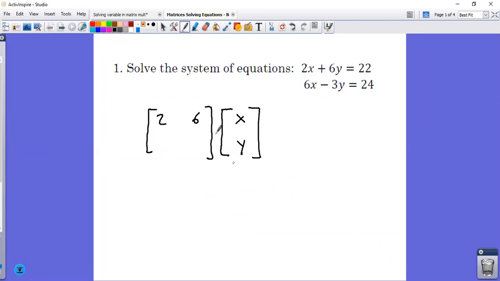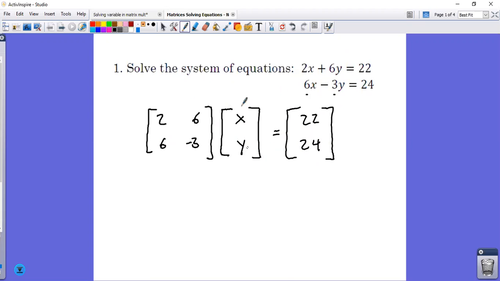So if I multiplied those two, I would get 2X plus 6Y, just like matrix multiplication tells you to. And that would equal another column that equals 22. First row times the column would equal first row column. So my second row would be 6 and negative 3, right? 6 and negative 3. So that 6x minus 3y equals 24. So this is a system of equations just written in matrix form.